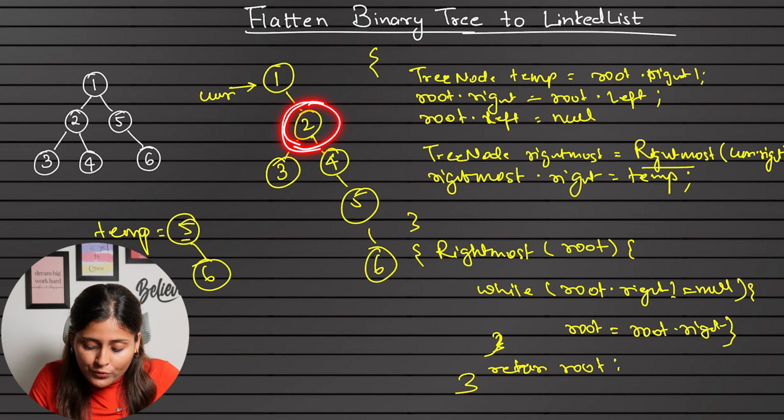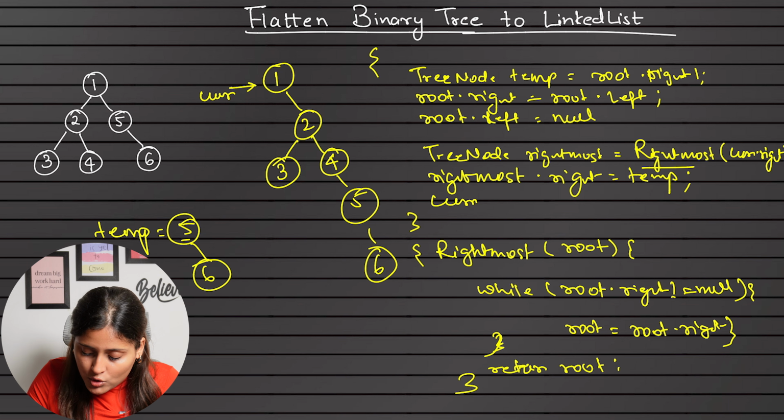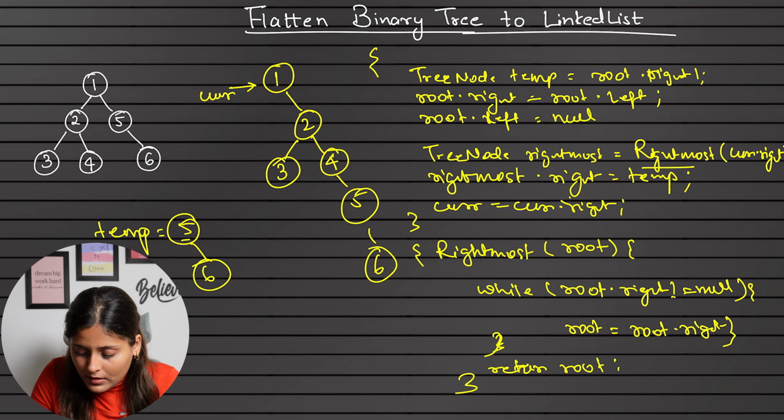Now we have to do for 2. And what is 2? Where is it present? Can I say current dot right? So can I say move our current to current dot right? Yes. So move our current to current dot right.